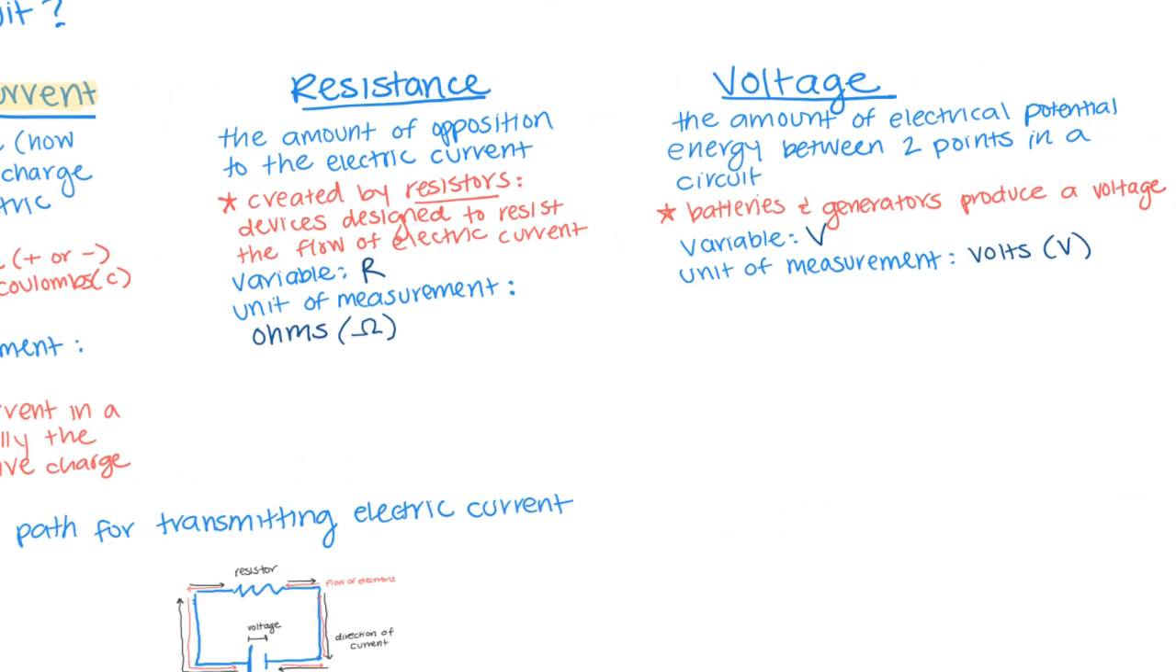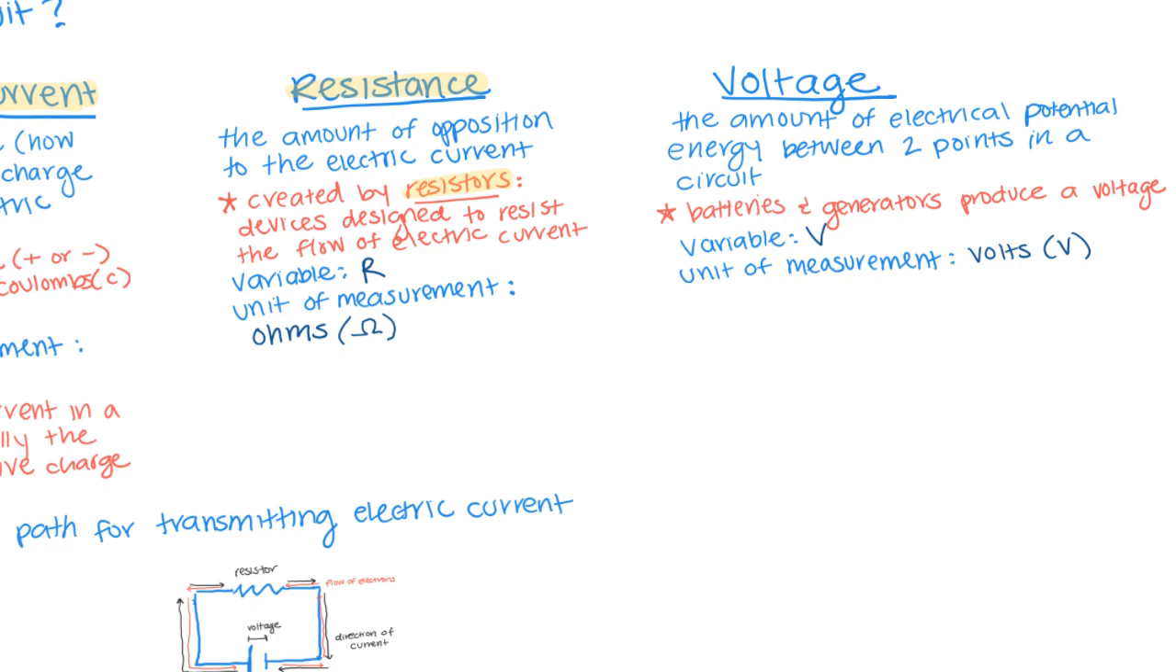The next two vocabulary terms we have are resistance and voltage. So we'll go through resistance first. Resistance is the amount of opposition in the electric circuit to the electric current. So it's kind of exactly what it sounds like. Resistance is created by things called resistors. Resistors are devices designed to resist the flow of electric current. A great example of a resistor that we use pretty much every day in our lives is a light bulb. A light bulb is an example of a resistor.